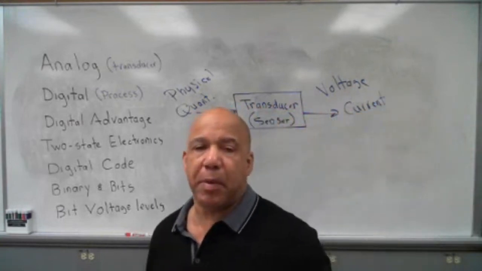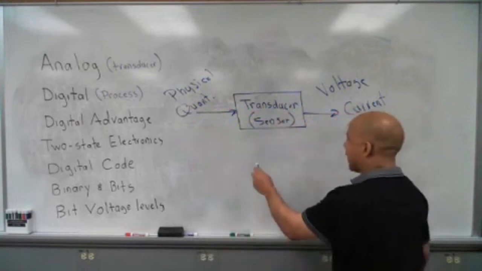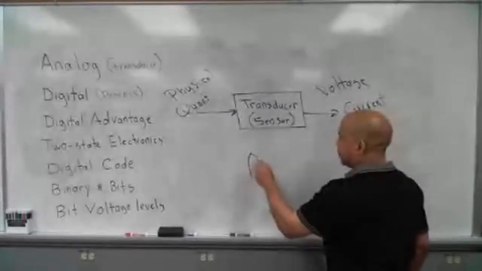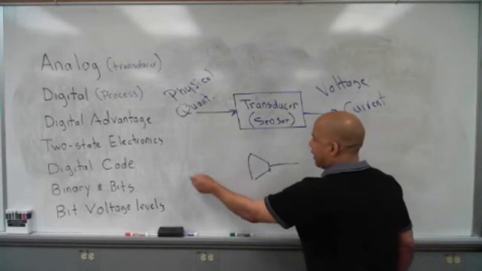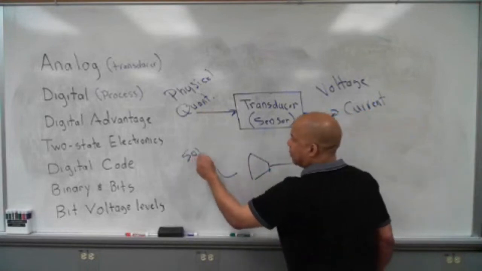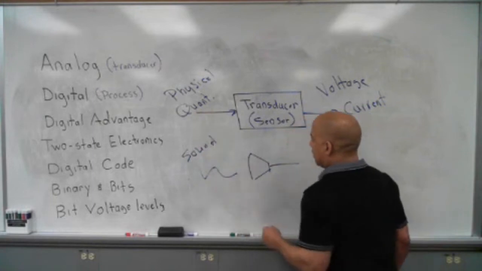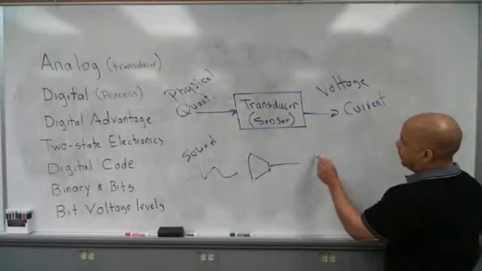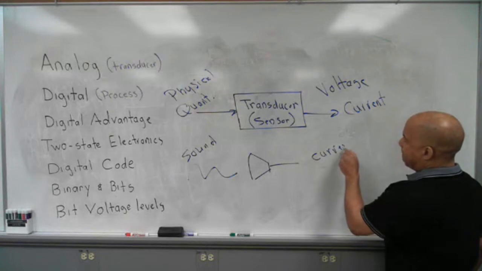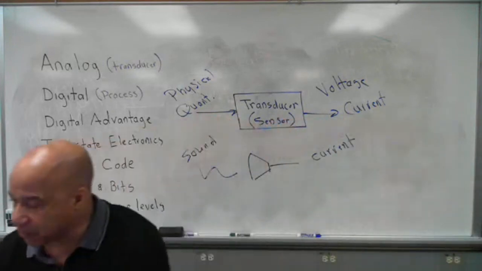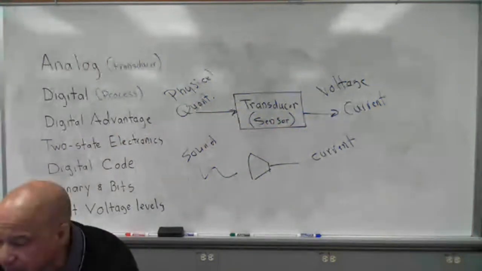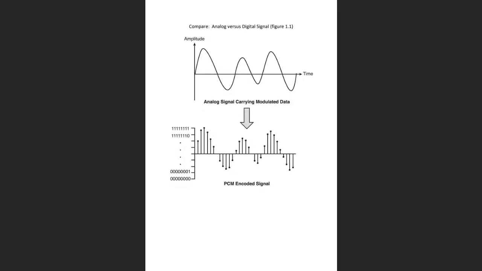An example of this would be maybe a microphone. So I got a microphone. This could be my transducer. And over here, I get sound. And over here on the other side, on the output of this, I get a current. So this signal that I'm showing you in the picture, if I go back to figure 1, could represent any kind of analog signal.